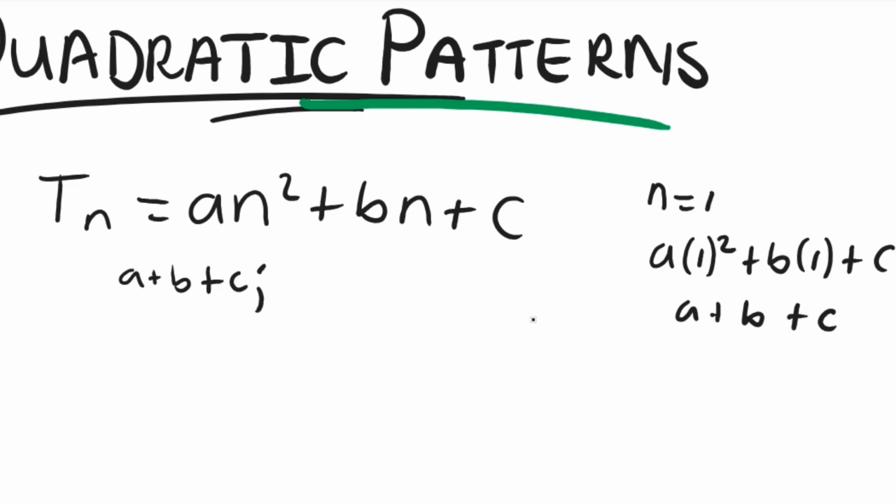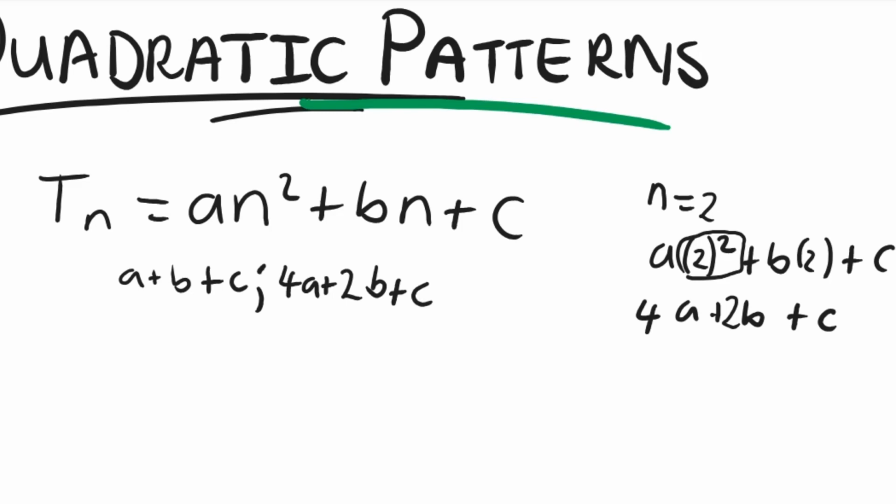Let's look at our second term. We replace this 1 with 2. When n is 2, we have 2 there and 2 there. So this will be 4a, and this will be 2b. So we have our second term as 4a plus 2b plus c.